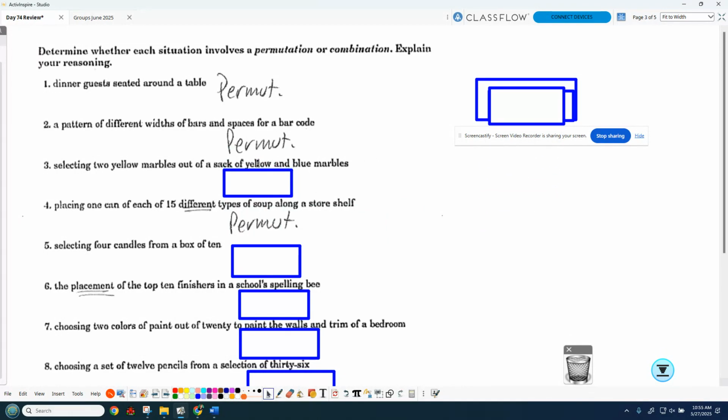What about the yellow marbles? Combination, because it didn't matter that you picked this yellow marble, then that yellow marble. It's just that you have a group of 2. But like the placing soup, it doesn't matter where on the shelf you put them, as long as they're on the shelf, right?